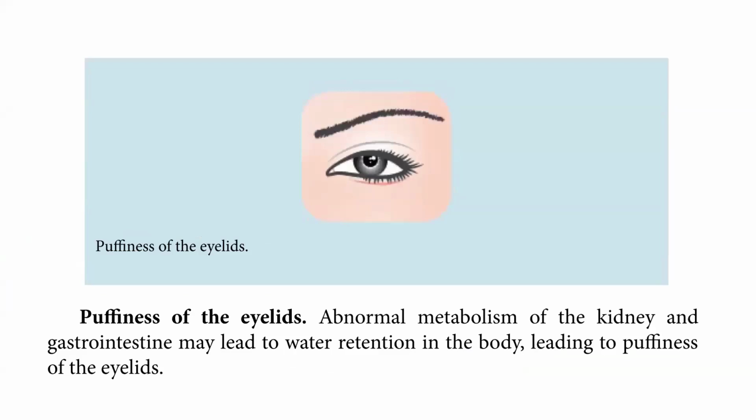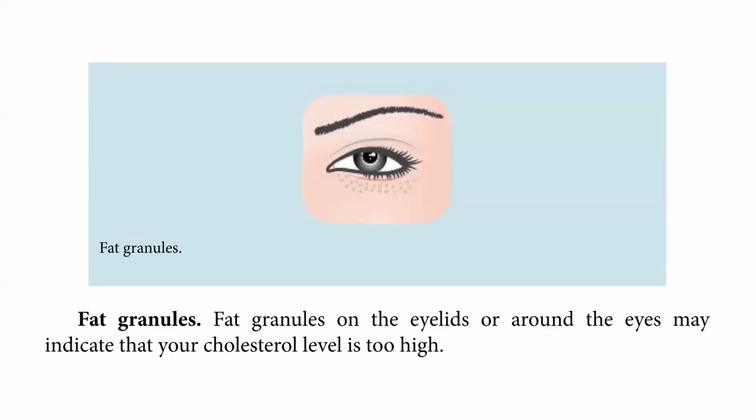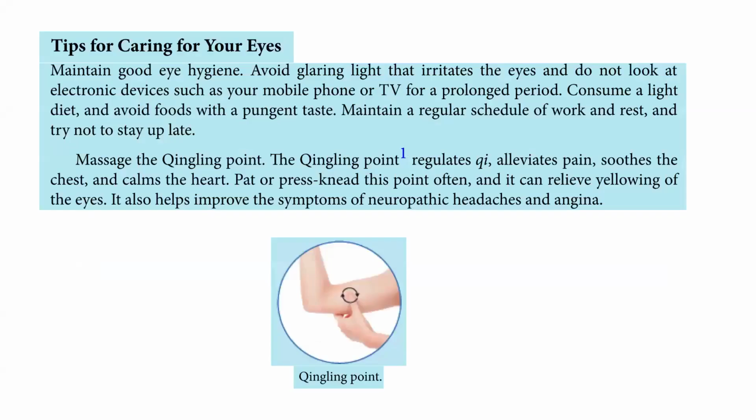The puffiness of the eyelids. Abnormal metabolism of the kidney and gastrointestinal tract may lead to water retention in the body, leading to puffiness of the eyelids. Next, fat granules. Fat granules on the eyelids or around the eyes may indicate that your cholesterol level is too high.